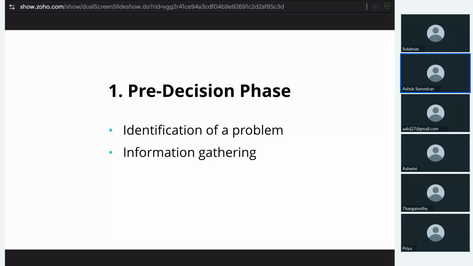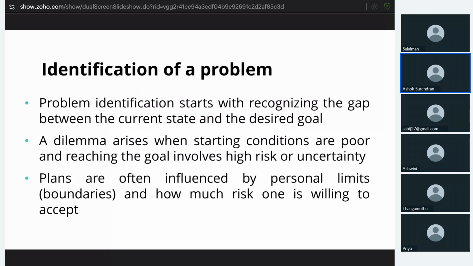So the first stage is the pre-decision phase, where identification of problem and information gathering is the primary part. In identification of problem, the first thing is we should know what the problem is. The problem identification starts with recognizing the gap between the current state and the desired goal. So let's assume there is a student who scores 40% in exams but wants to get above 80% in future. The problem in front of the kid is the gap in the performance. So the first step is to identify what the problem is. And the next stage is information gathering.